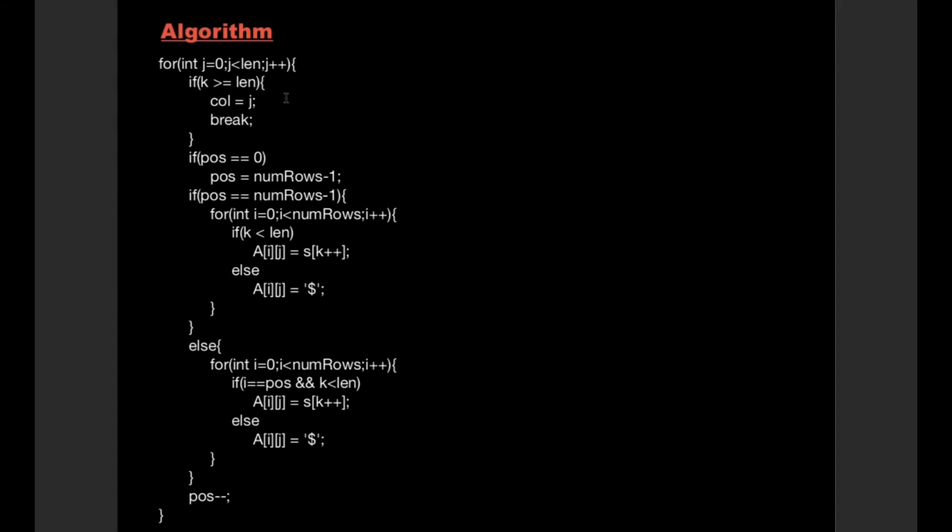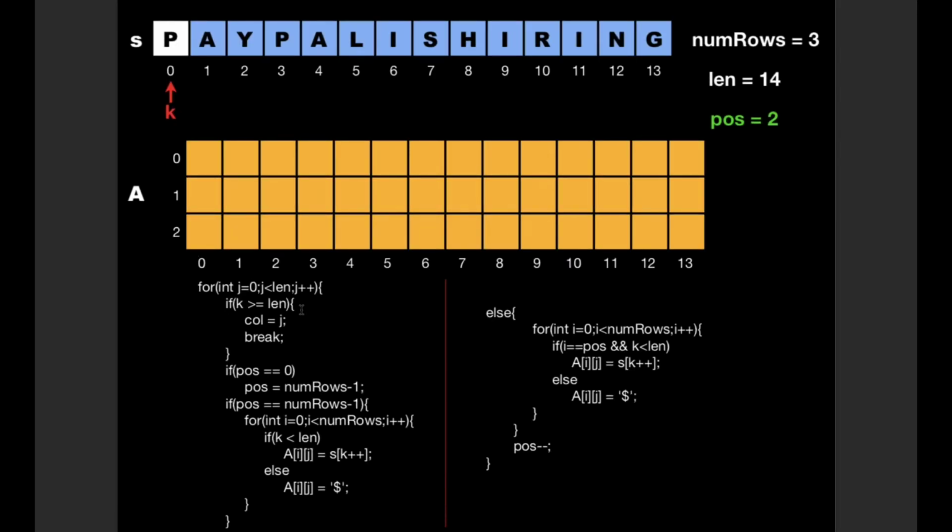So, in our algorithm, we begin by traversing the string s, and at each traversal, we compare the value of position and perform the following operations corresponding to the value of position. We will be clear with the whole code once we proceed further with our example. So now let's begin with the example where k points to the first index, that is the zeroth location of the string. The character here is P.